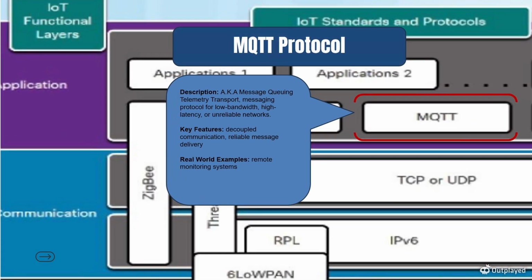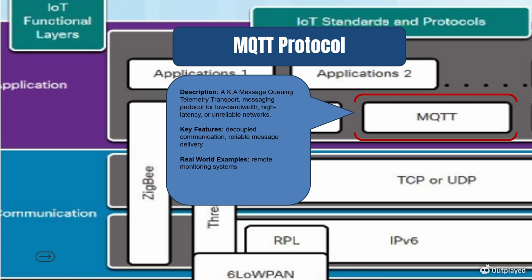Next up, we have MQTT, which stands for Message Queuing Telemetry Transport. It's a lightweight messaging protocol designed for low bandwidth, high latency, or unreliable networks. In this diagram, we can see that MQTT is positioned in the application layer, showcasing its role in enabling efficient and reliable data transfer between applications and devices. This demonstrates MQTT's strength in data communication for IoT devices to cloud services.